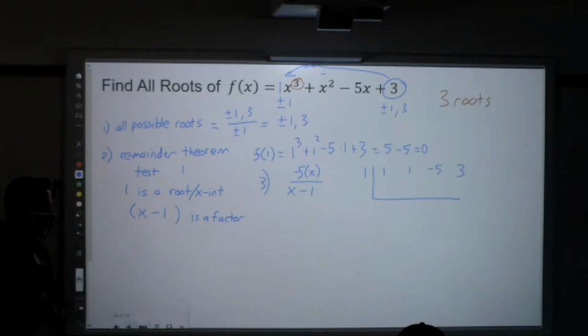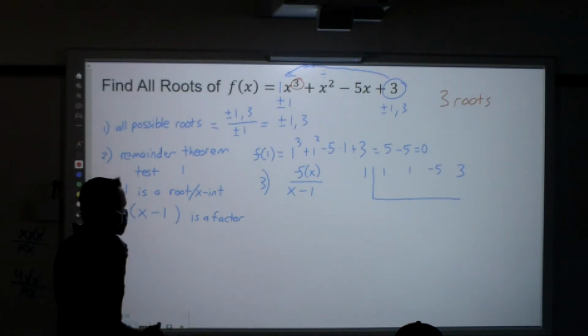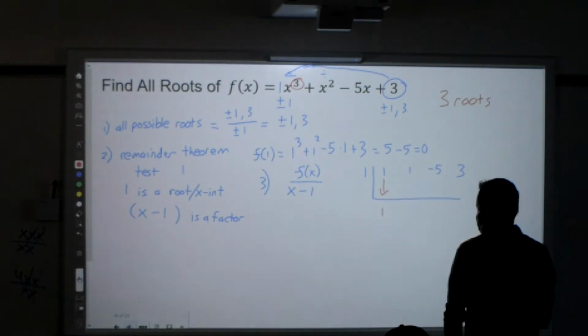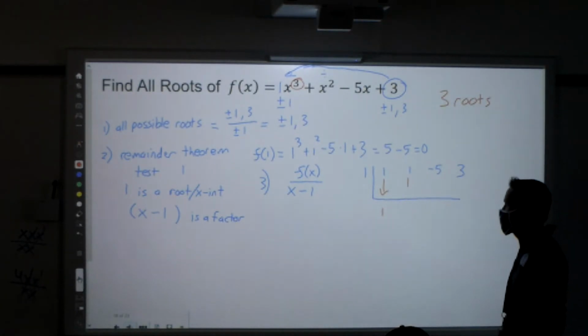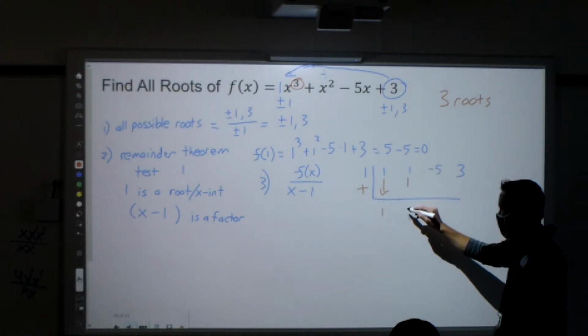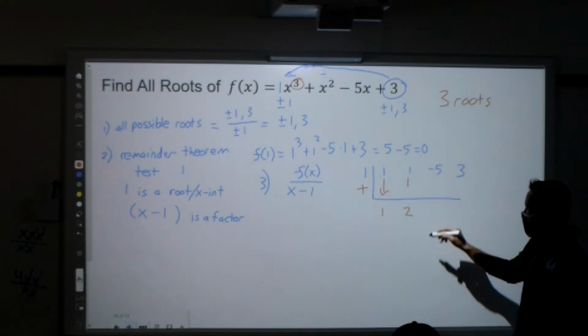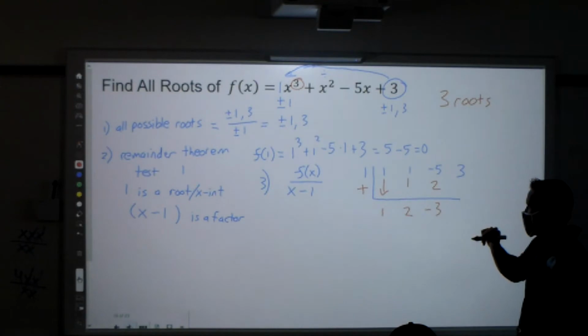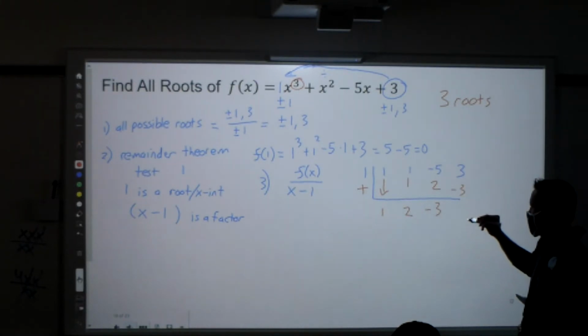Okay. Mindy, walk me through synthetic division. What do we do here? You bring down the one. Multiply the ones. That's 1. And then you add the ones together. 2. And then you multiply the 1 and the 2. 2. And then you add the negative 5 and the 2. Negative 3. And then you multiply the 1 and the negative 3. Negative 3. And then you get a 0.